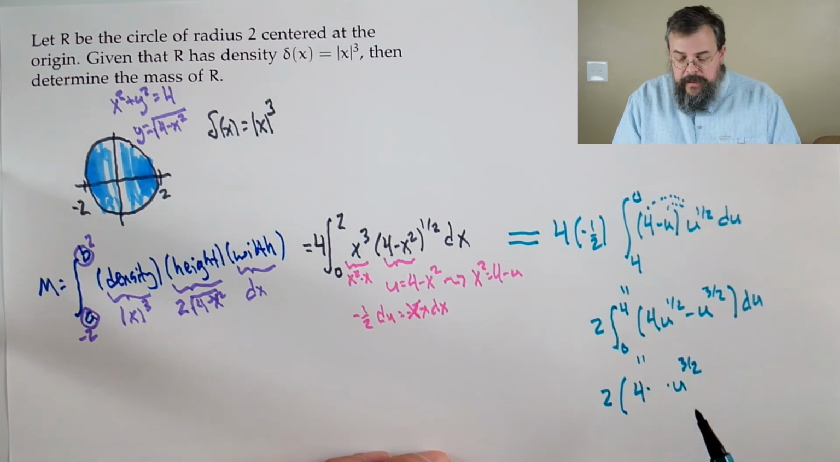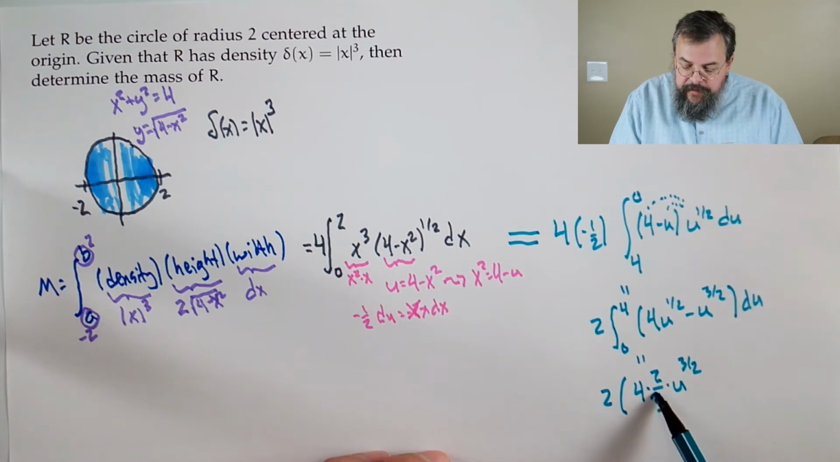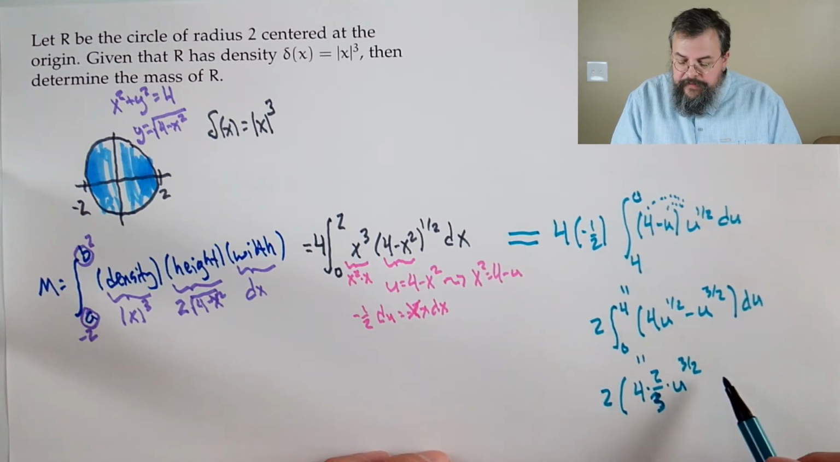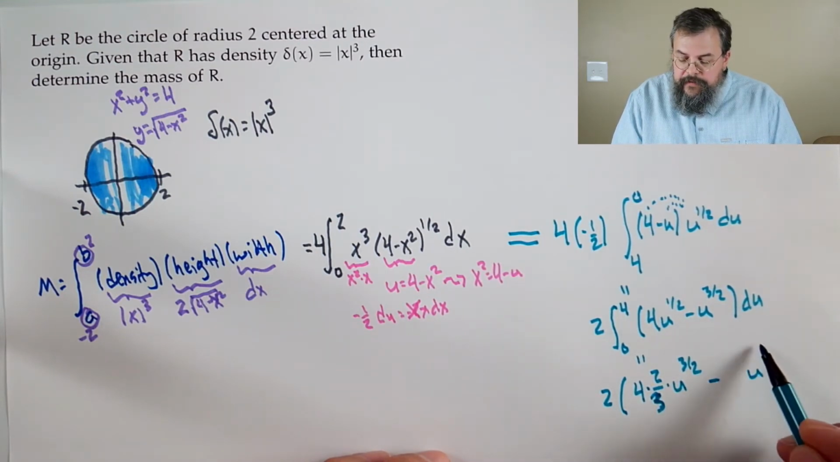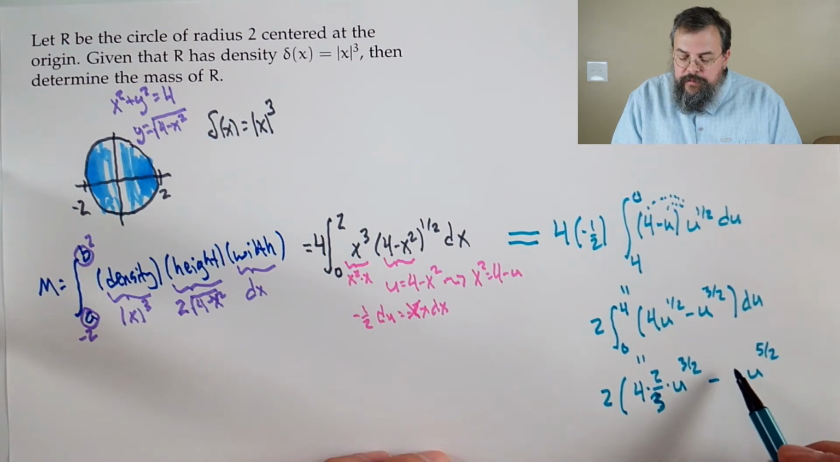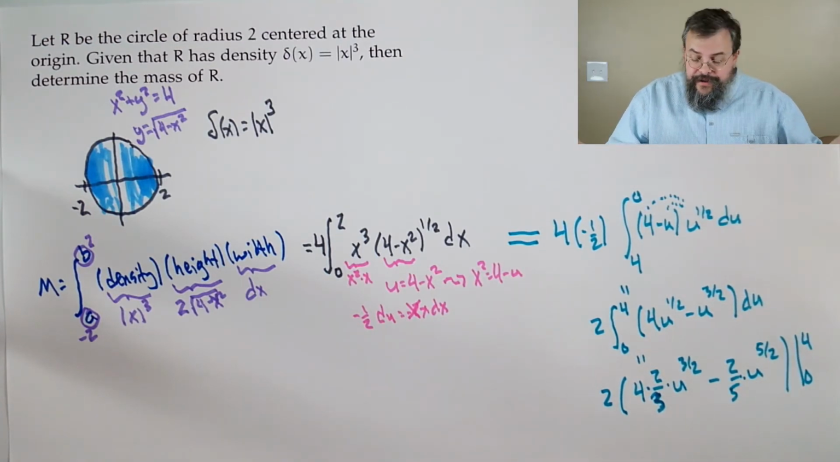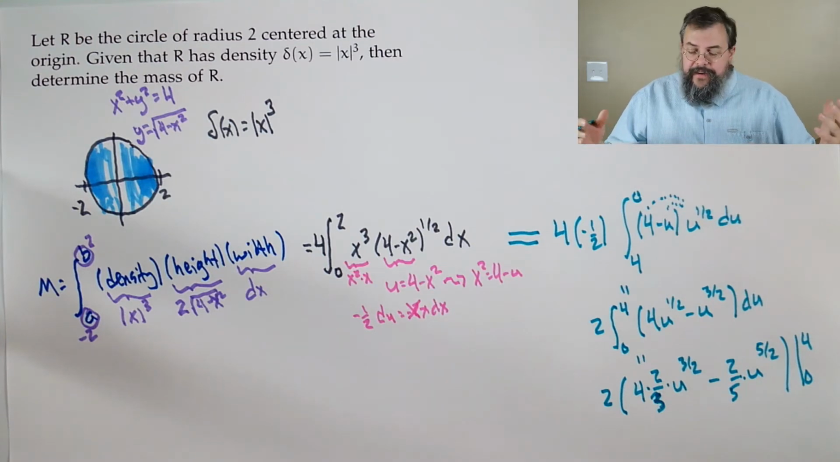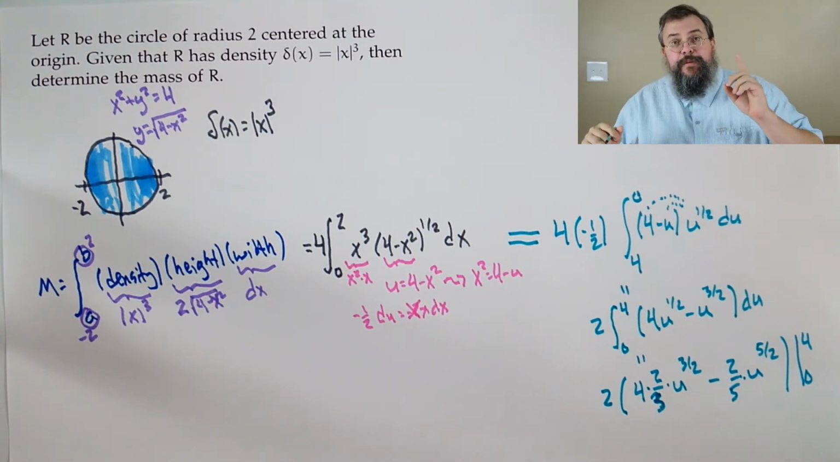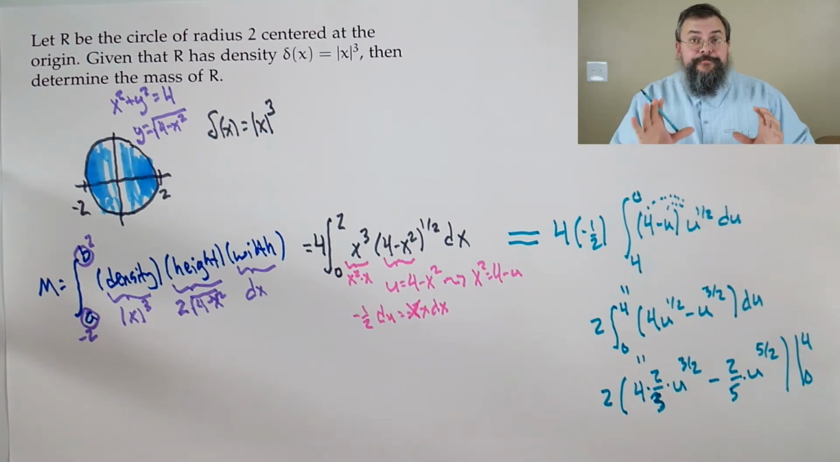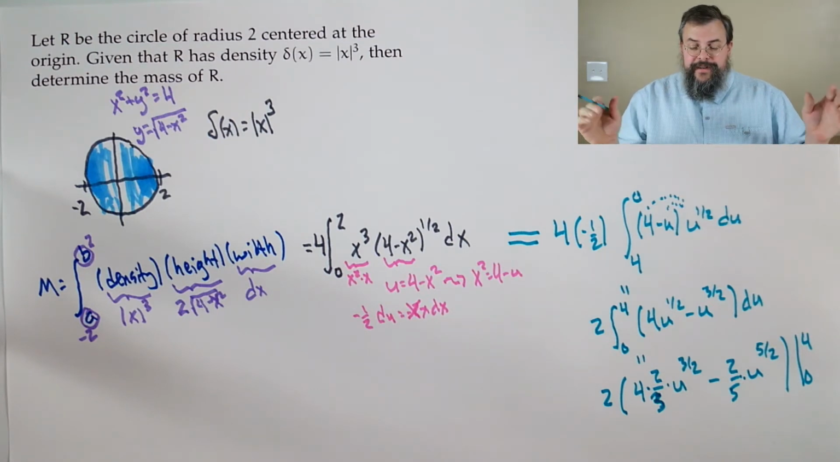You add 1 and multiply by 2/3. I'm getting ahead of myself. This will be the 2/3. Minus, here you add 1, 5/2, multiply by 2/5. And from 0 up to 4. Now, the good news is when you plug in 0, you get 0. 0 to 3/2, 0 to 5/2, that's 0. So we only need to plug in 4, clean it up, and we'll be done.